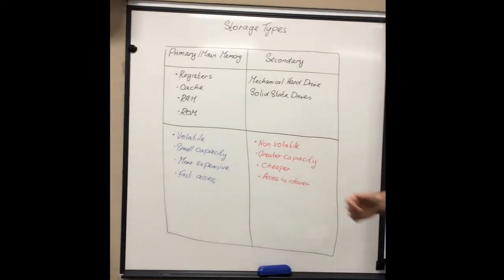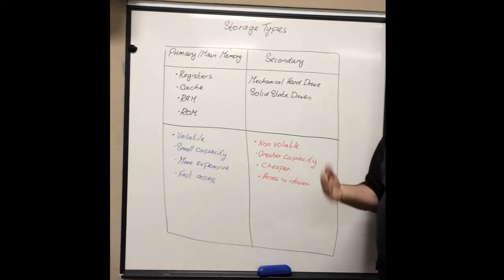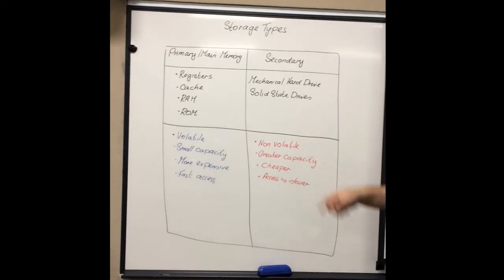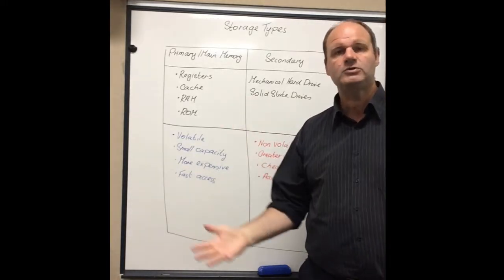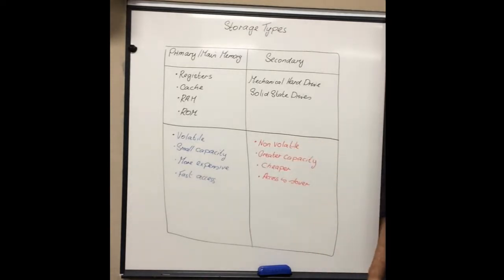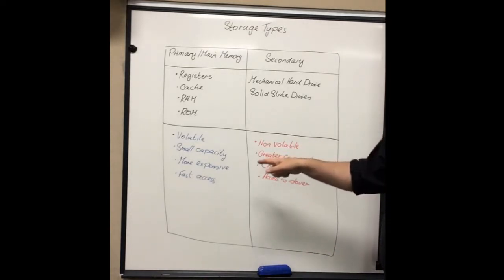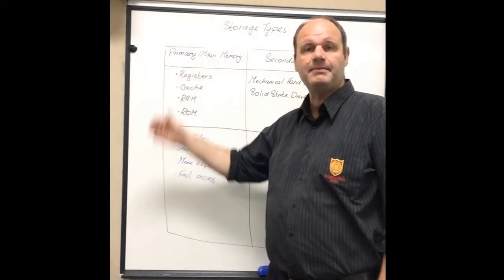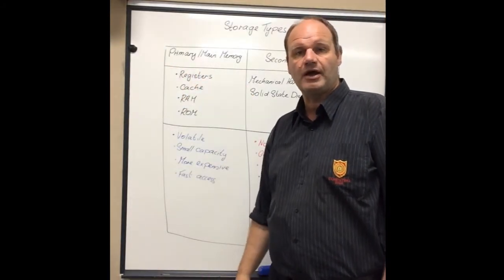Conversely, on the secondary side, hard drives, solid state drives, USBs, external hard drives are all non-volatile. So when there's no charge going through it, that's okay. The information is not going to be lost. Much greater capacity here. We're looking at terabytes nowadays for solid states and mechanical hard drives. A lot cheaper to buy, though the access time in comparison to primary main memory is a lot slower.